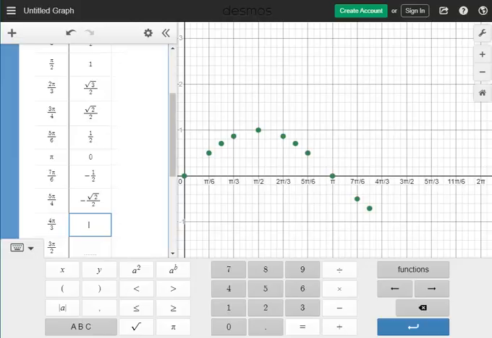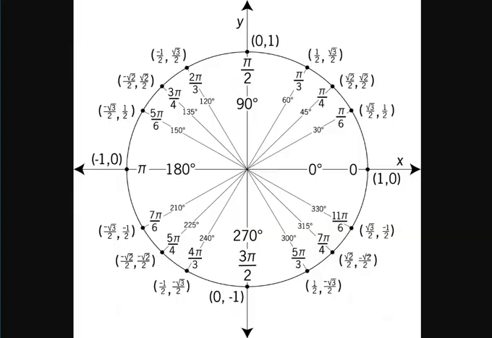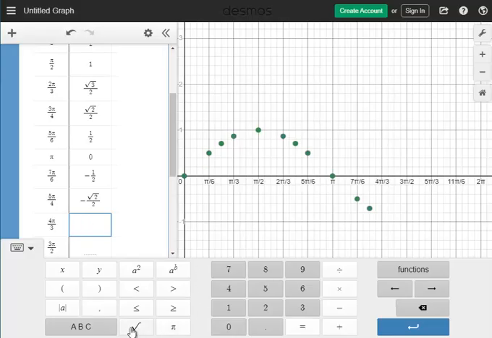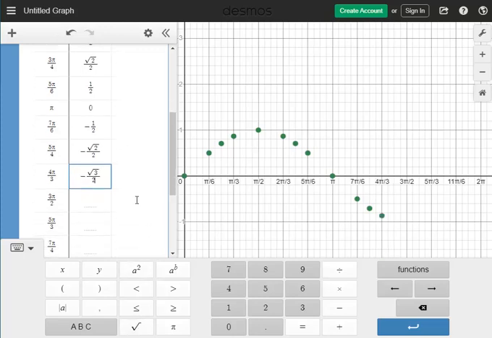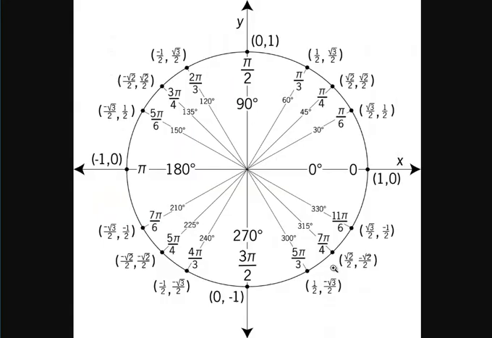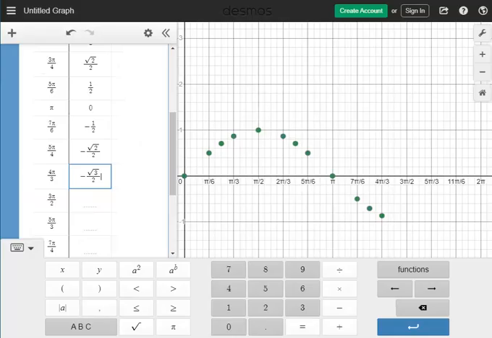The next one, 4 pi over 3, if you guess square root of 3 over 2, you are absolutely right, but don't forget the negative. So negative square root of 3 over 2. And then last but not least, 3 pi over 2. The y value for that is negative 1. So we got negative 1 here. And at this point, you're starting to see that it has decreased. It started increasing, then it started to decrease all the way up into this point.